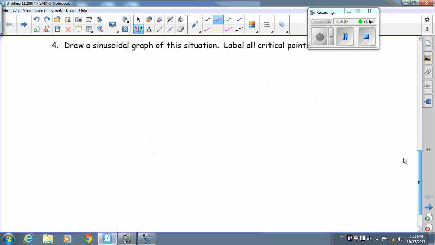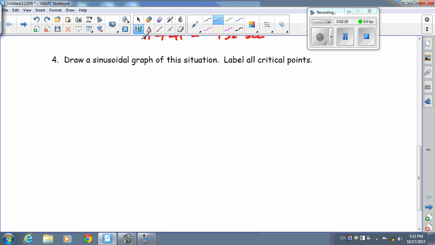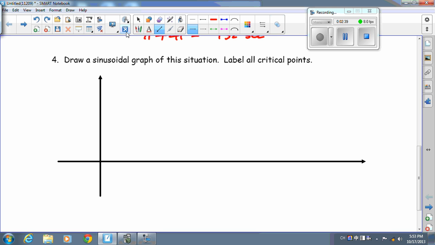The next question asks us to draw the sinusoidal graph of this situation. I will start by graphing my lines, knowing that this is my y-axis, this is my x-axis. I will label my y-axis and x-axis first. This axis represents the distance, and that distance is in feet. And this one represents the time, and the time is in seconds.